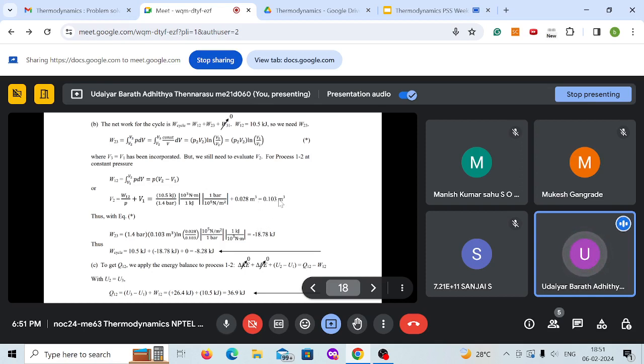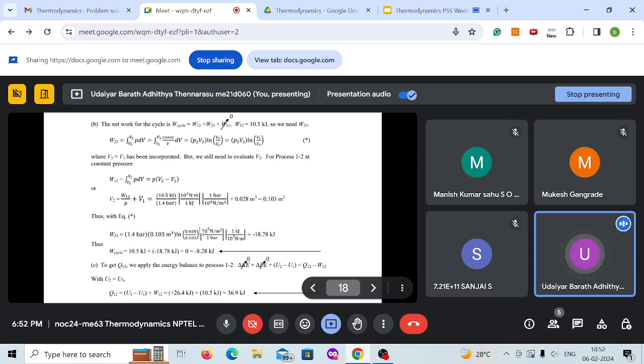Now using this V2, you substitute it in the work 2-3 relation. There we know P1, we know V1, we know V2. So we can substitute that. We'll get 1.4 into 0.0103, and ln of the volumes V1 and V2. Substituting that, you'll get work done as minus 18.78 kilojoules.